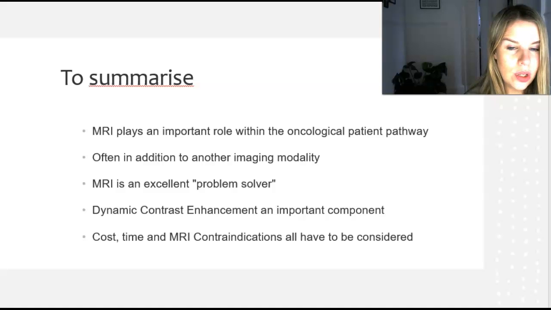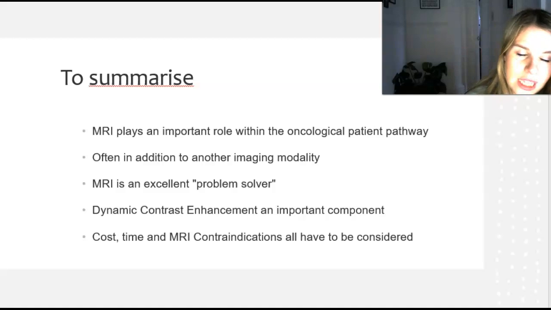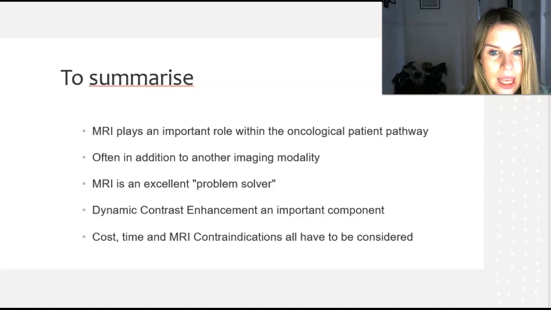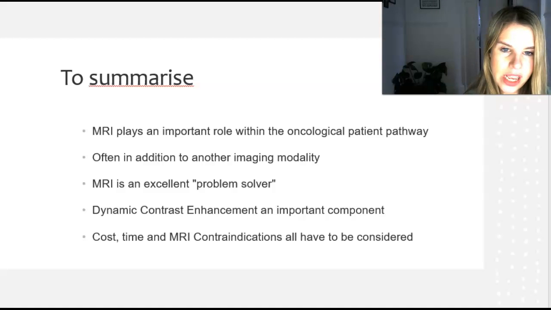So if they want to know, is there nodal involvement? Do they want to know if there's, you know, other organ involvement? Do they want to know if it's multicentric, multifocal, whatever it might be? MRI is a really good problem solver and can help clinicians answer that question, which then in turn has an impact on the patient's pathway. So whether they're going to have surgery, chemo, what type of treatment they're going to have.